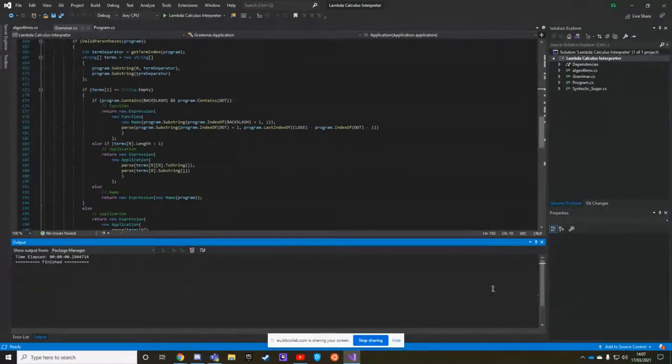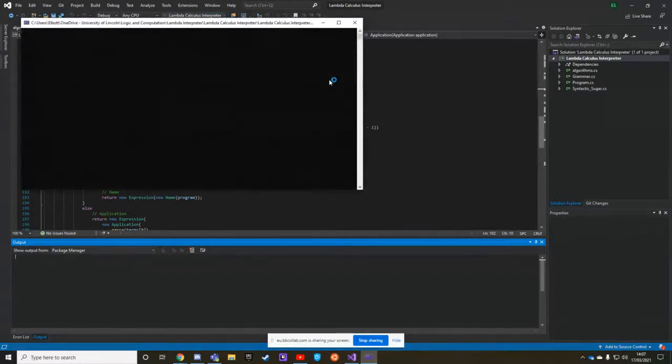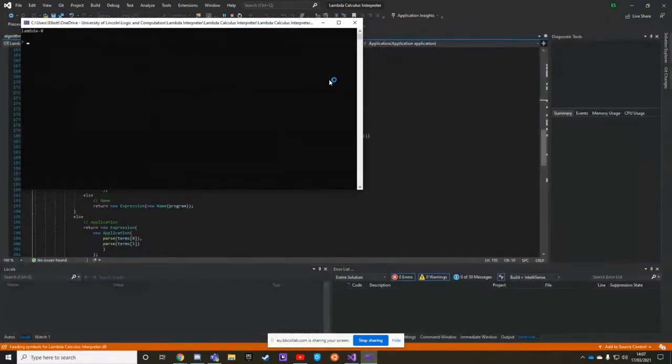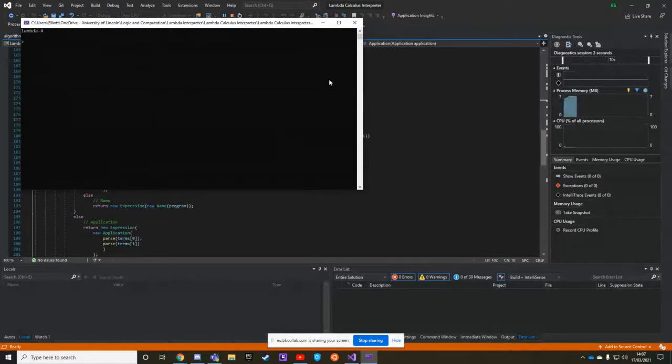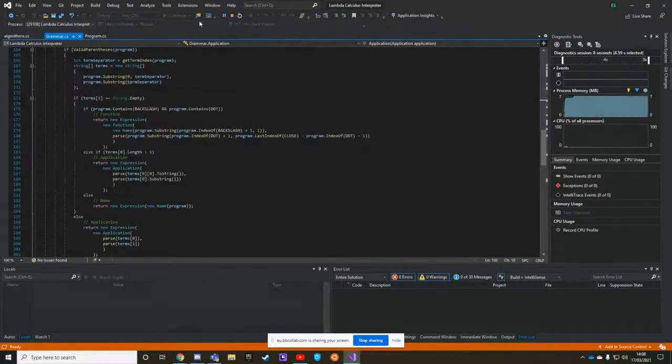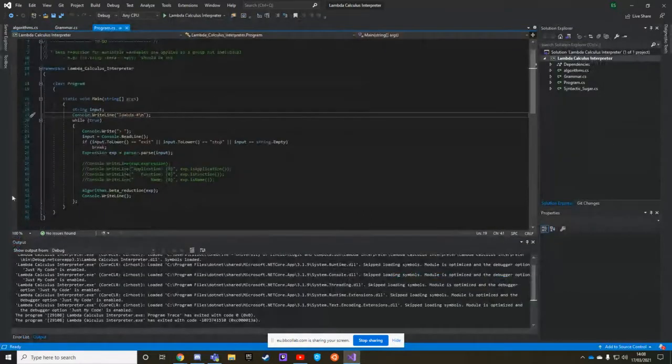So, okay, this C# one then. What does it do so far? Can you do anything yet, or are we not at that stage? Yeah, so I can do the very basic stuff. I've only implemented the beta reduction, so it can't do any of the alpha conversions and things like that.